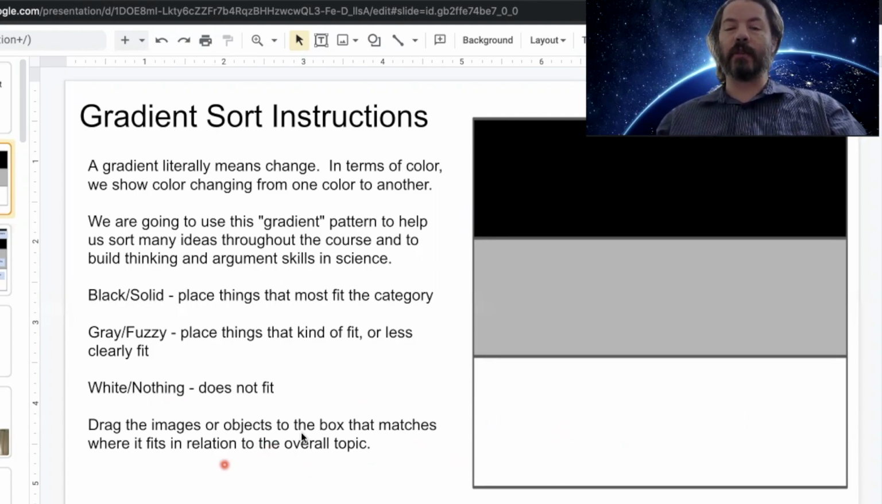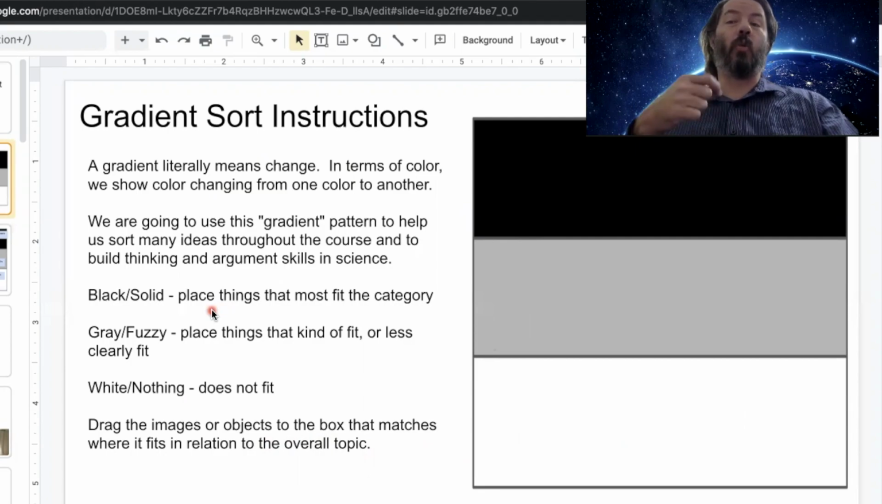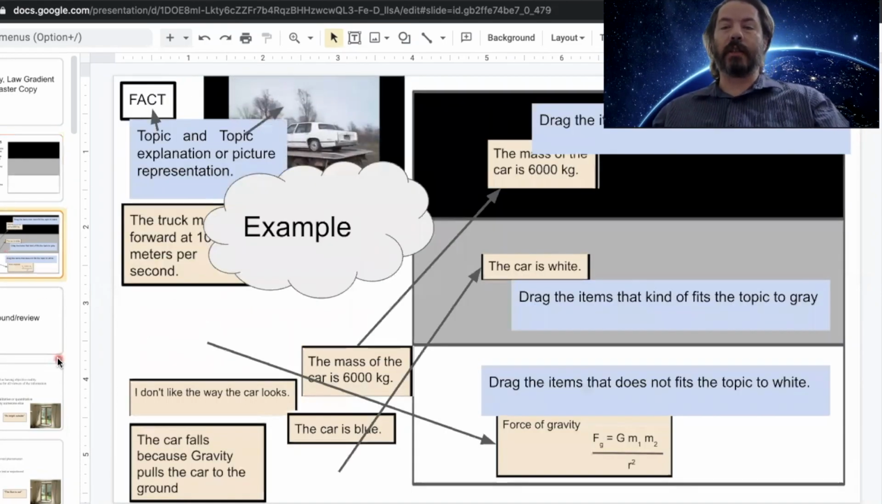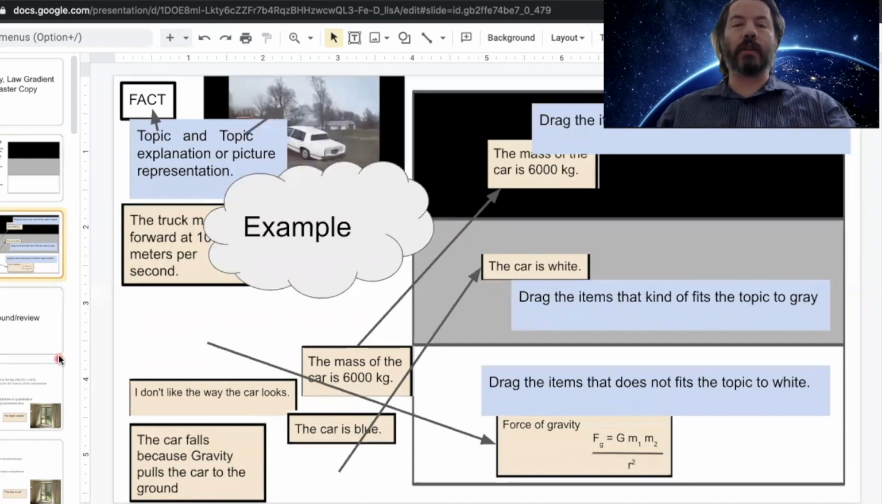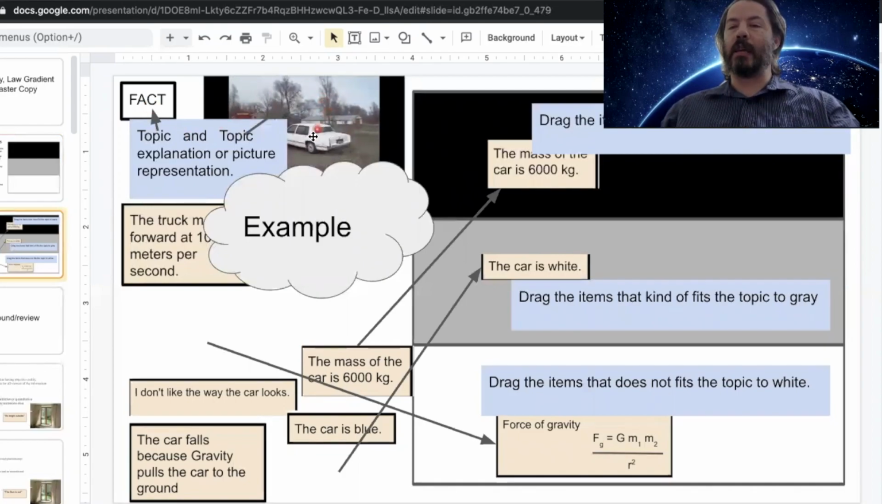We're going to drag the images or objects to the box that matches where it fits the overall topic. And then later we're going to be able to explain why we placed it in the correct place. Here's an example that you're going to see when you get this homework. You're going to get a topic, in this case a fact, and there may be an image or a short video clip of a situation that I want you to think about when you're sorting this information.